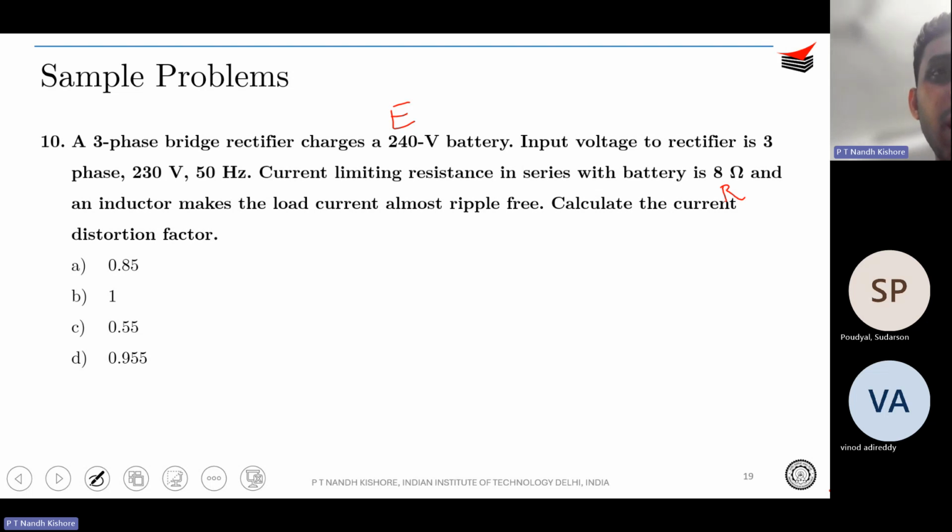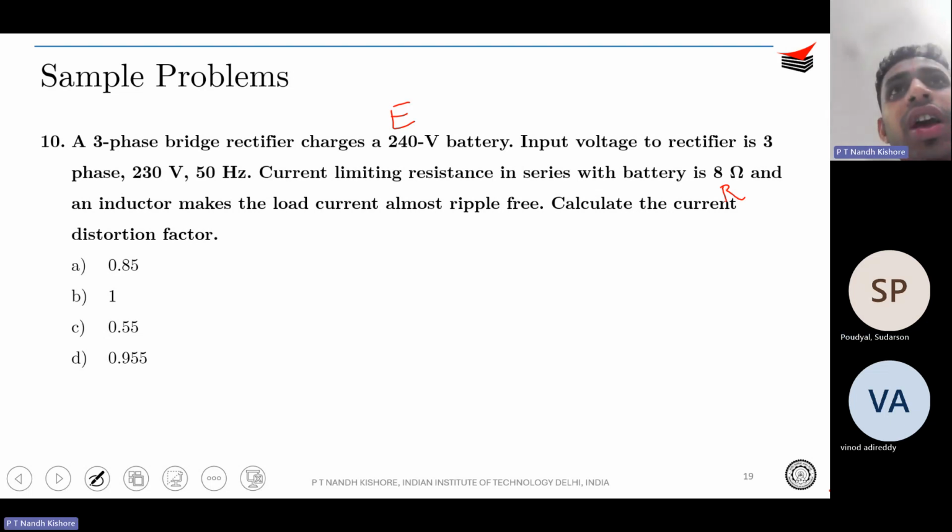So this question, I think we did it in the last class. The current distortion factor, as you may know, is given by the fundamental value of the input current to the total RMS value of the input current, right? We call it by different names. Some people call it CDF, some people call it by the variable G. But anyway, it is something that's fixed for a three-phase bridge rectifier, irrespective of whatever may be the value of your battery or your load resistance.